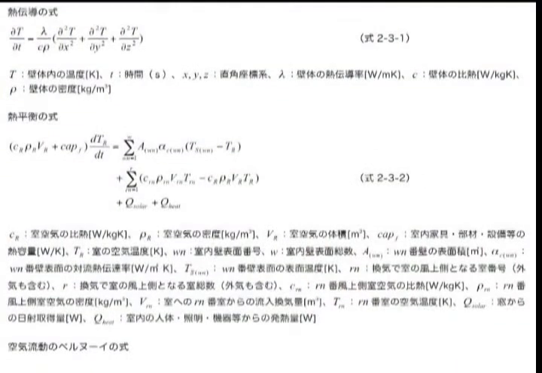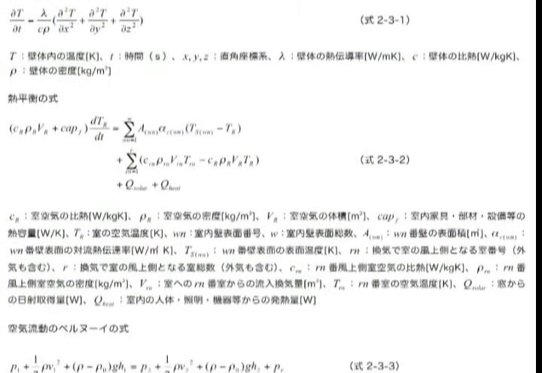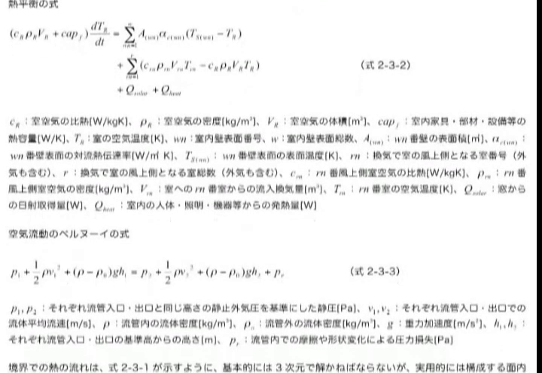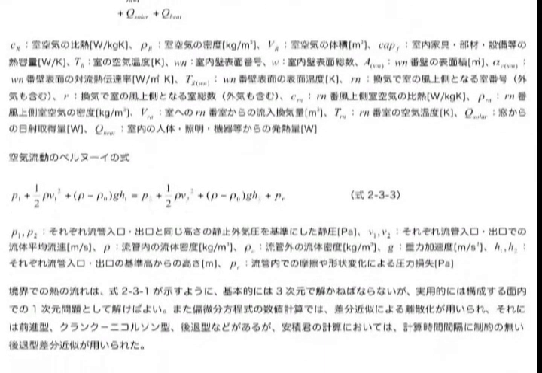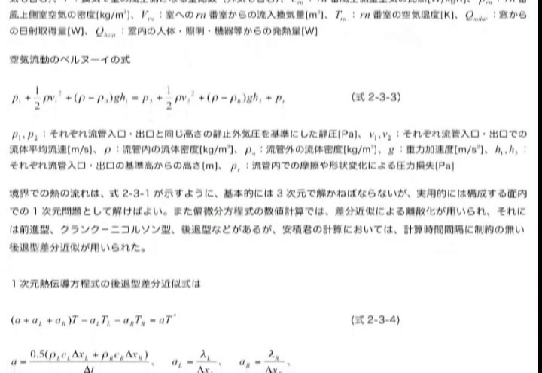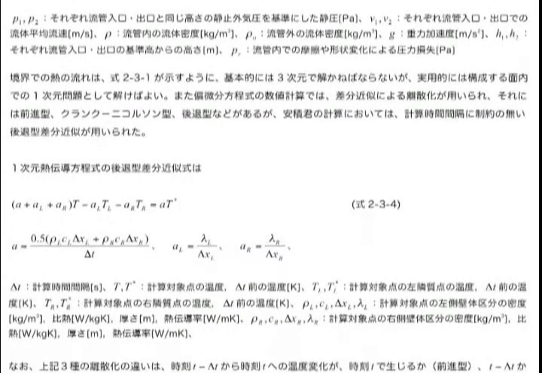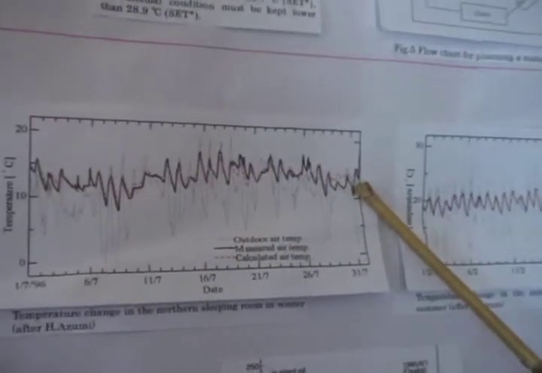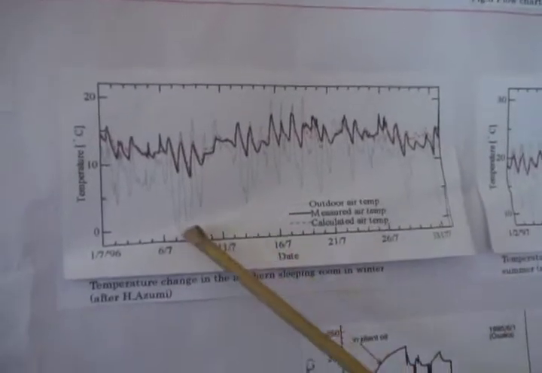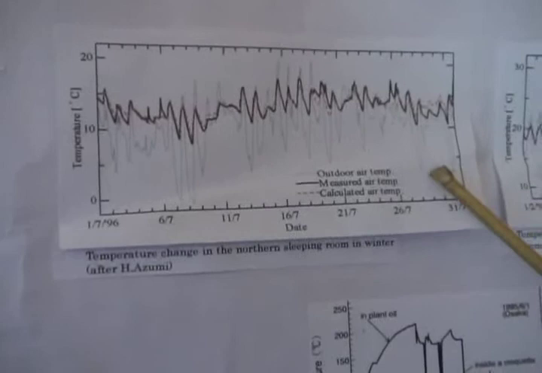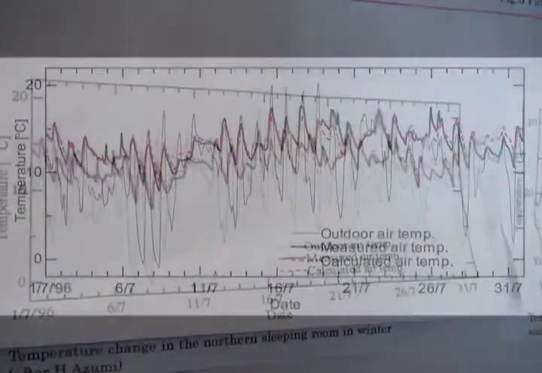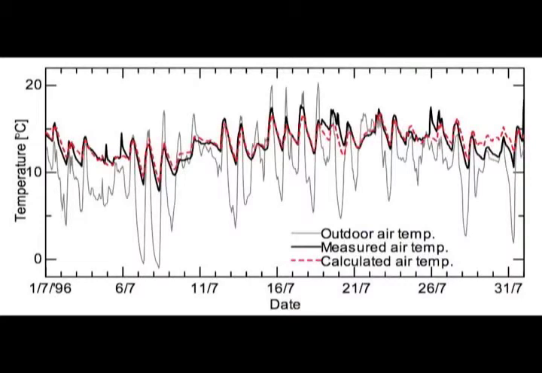Now, of the heterogeneous factors, thermal environment is very important. One of my students, Hiro Azumi, made a computer program having the two equations of heat balance and air movement. He did good work, and his calculated results corresponded to the thick continuous line, which is the measured result, and the thin line shows the outside temperature. With the outside temperature, the inside temperature can be predicted by his computer program.